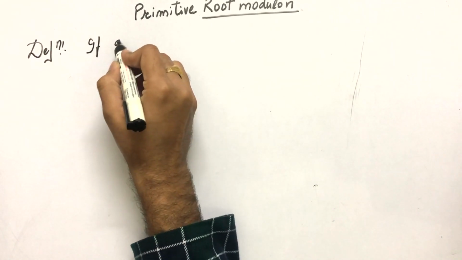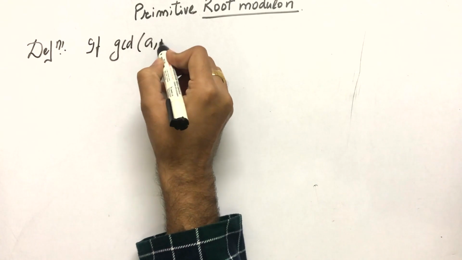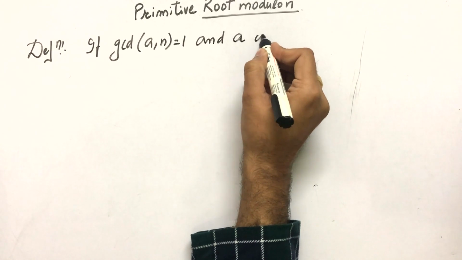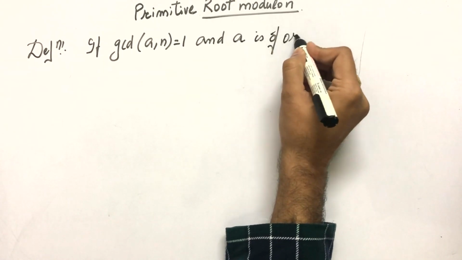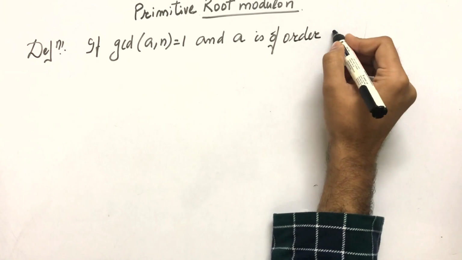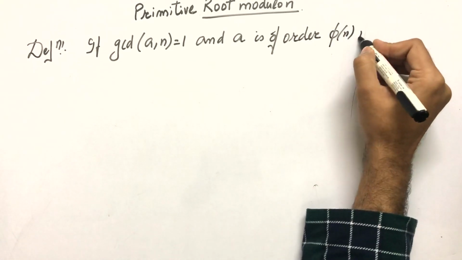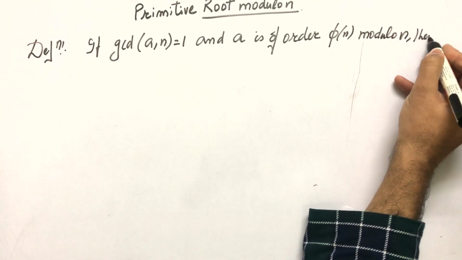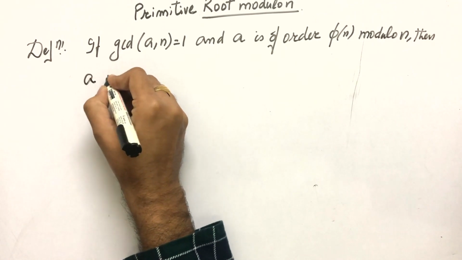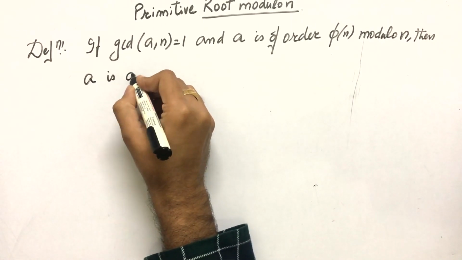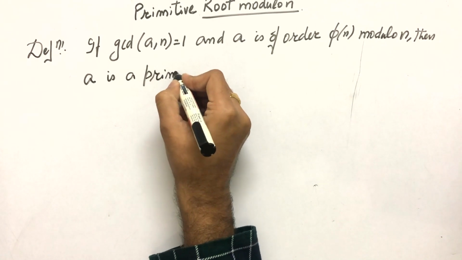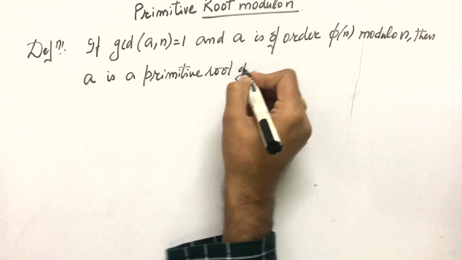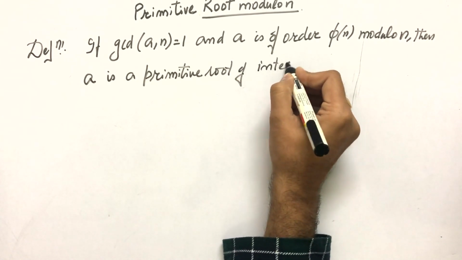If GCD of a and n is 1 and a is of order phi of n modulo n, then a is called a primitive root. A is a primitive root of integer n.